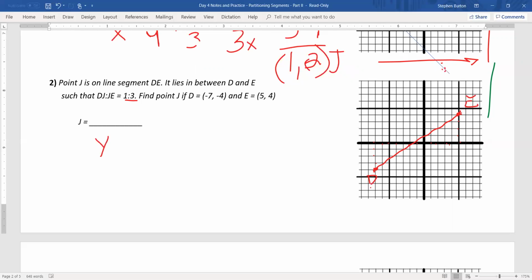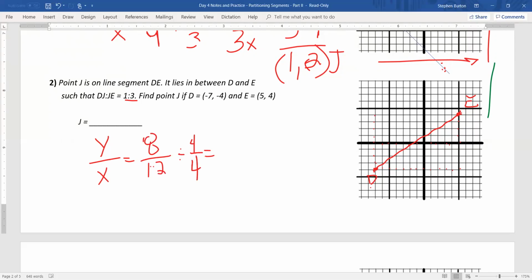So y over x. Let's talk about x first. How many moves does it take? 1, 2, 3, 4, 5, 6, 7, 8, 9, 10, 11, 12 moves on our x-axis. And how many moves on our y? 1, 2, 3, 4, 5, 6, 7, 8 moves on our y. We need to divide those both by 4.